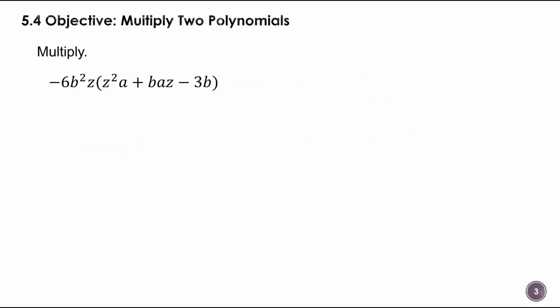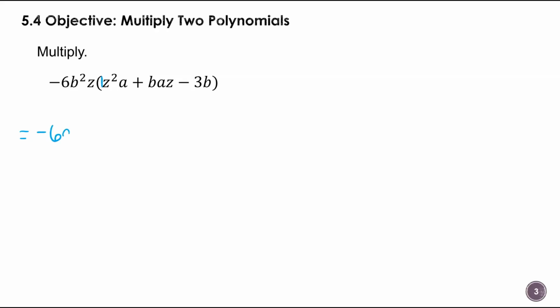Next. So on this one, there's a lot of stuff going on. You might want to put your variables in alphabetical order as you work your way through this, and that might help it look a little bit better, but it doesn't matter. It's okay either way. I think that I will do that as I multiply, but remember that's kind of up to you.